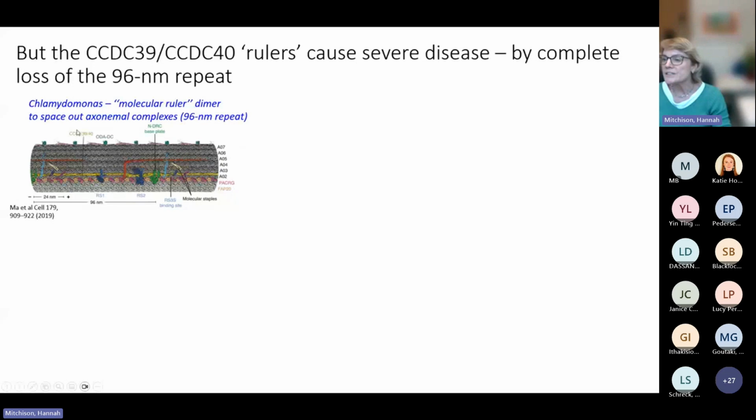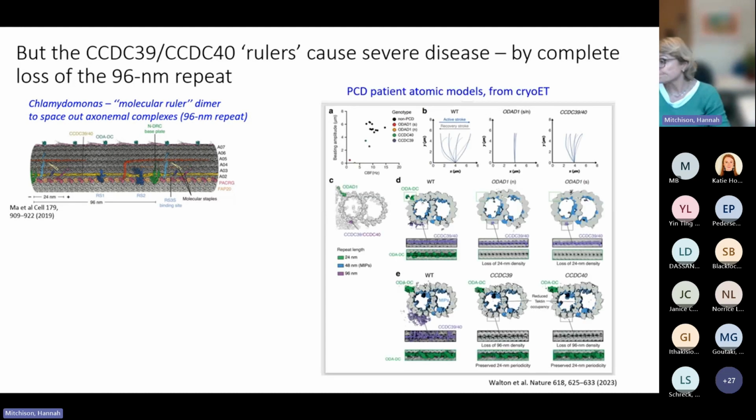So CCDC39 and 40 are coiled-coil heterodimers. They bind each other, they're binding partners for each other. So if one is absent, then the other is not going to work. And their role, they stretch out the whole way along these peripheral microtubules. They have a vital role to set up this 96 nanometer repeat. So the outer dynein arms being placed in their pores all the way along and creating the forward and backward stereo beating is completely reliant on these two proteins.